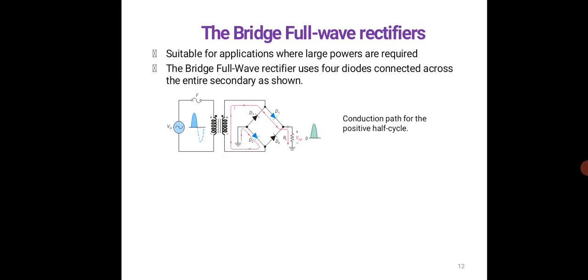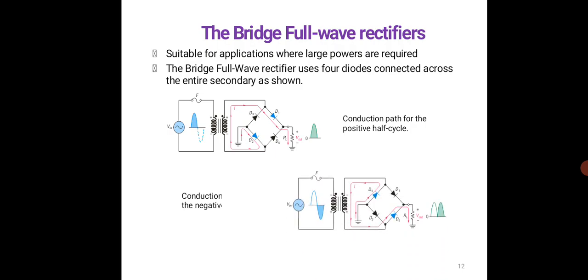The bridge full wave rectifier is suitable for applications where large powers are required. It uses 4 diodes connected across the entire secondary, as shown. The conduction path for the positive half cycle is shown here, and for the negative cycle in the second diagram. This is how the bridge full wave rectifier works, where 2 diodes conduct in one cycle and the other 2 diodes conduct in the next cycle.